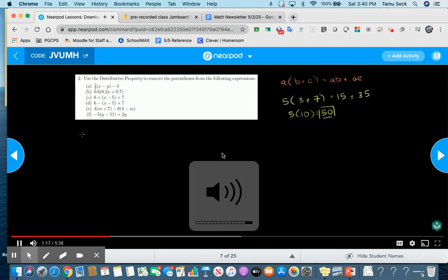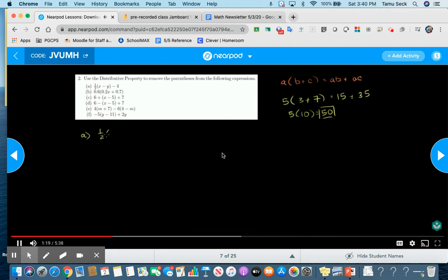Let's do A. So we have 1/2 times x minus y minus 4. Well, we multiply 1/2 times both of these. So it's going to be 1/2 x minus 1/2 y minus 4. And we're done.